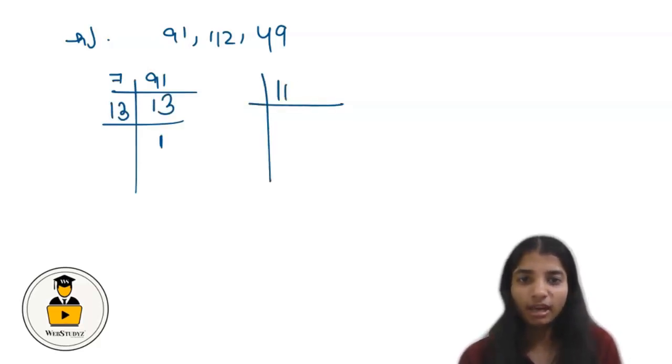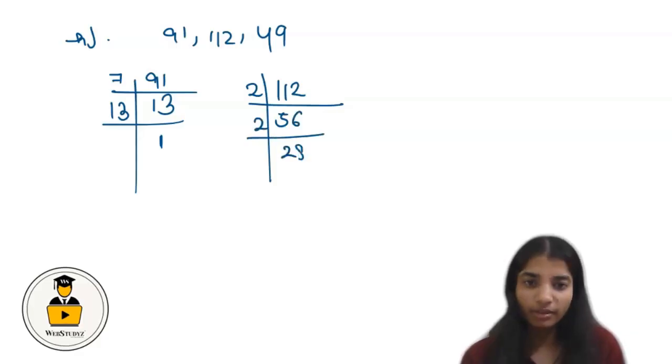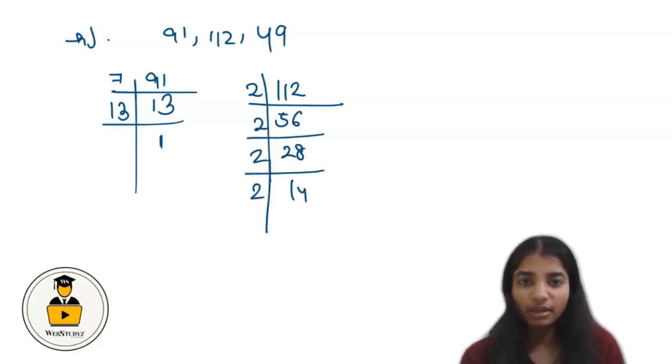Now 112, it is clearly visible that 112 is divisible by 2. So when we divide 112 by 2, we get the value 56. Now 56 is also divisible by 2. From here we get the value 28. Again 28 is divisible by 2. We get the value 14. When we divide 14 by 2, we get the value 7. When we divide 7 by 7, we get the value 1.